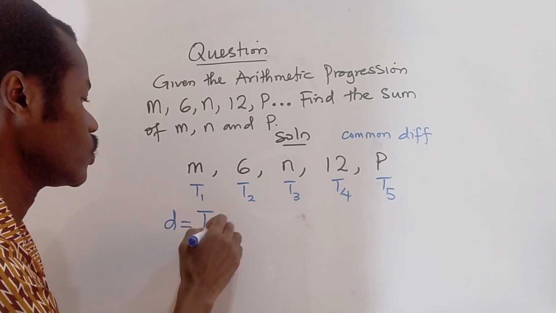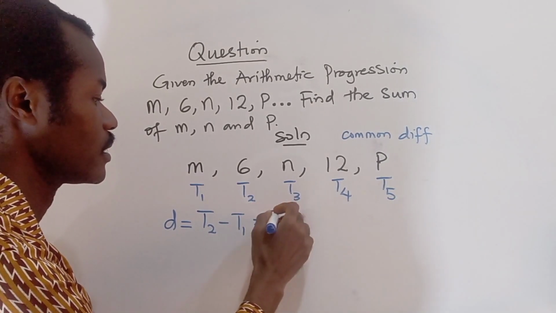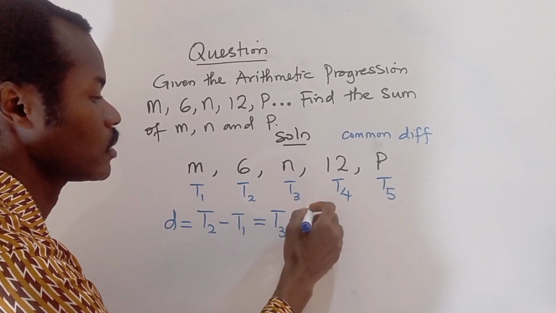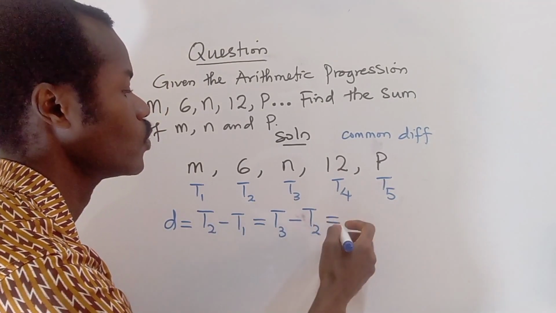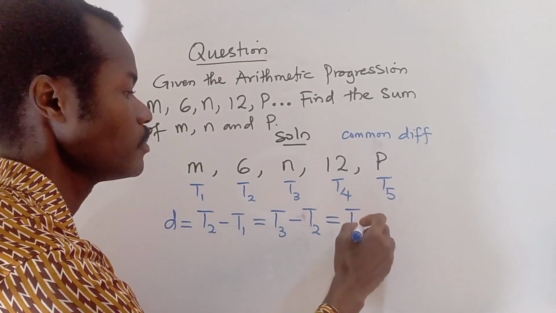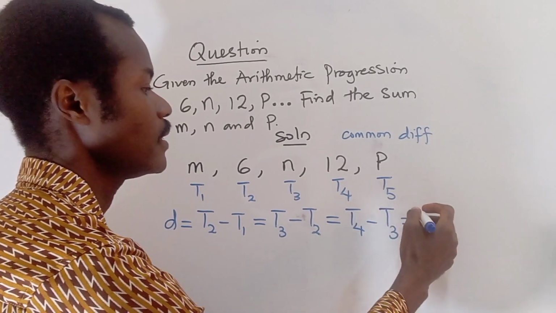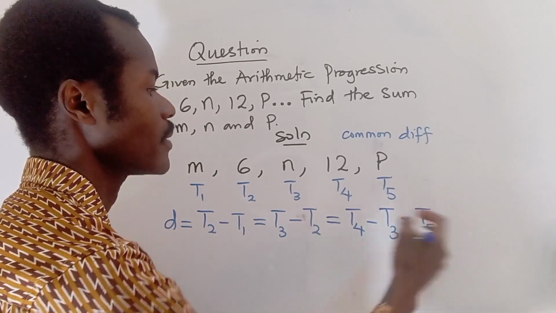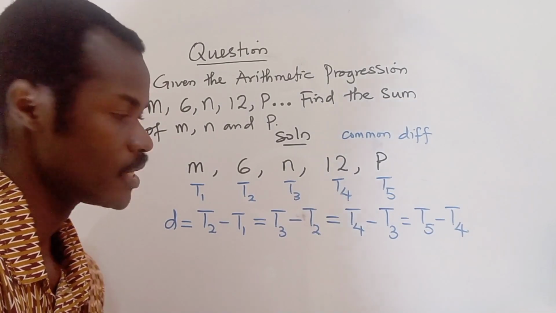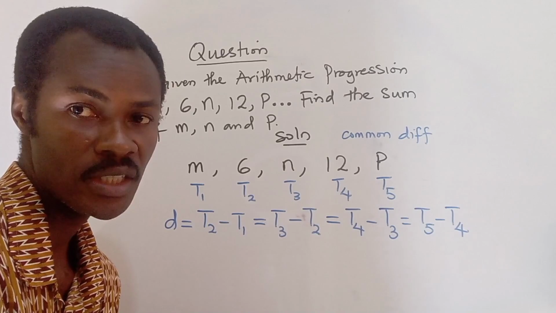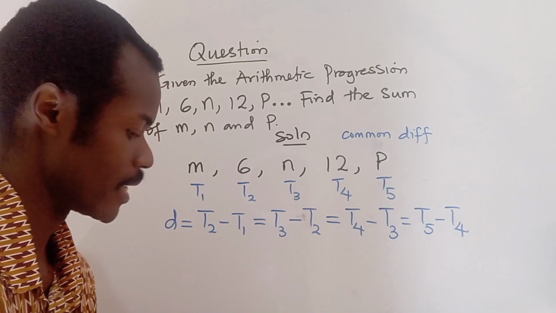So we can say T2 minus T1, which is equal to T3 minus T2, the third term minus the second term, which is equal to the fourth term minus the third term, and lastly, the fifth term minus the fourth term. Now let's substitute into all this to see if we can find something we can solve.